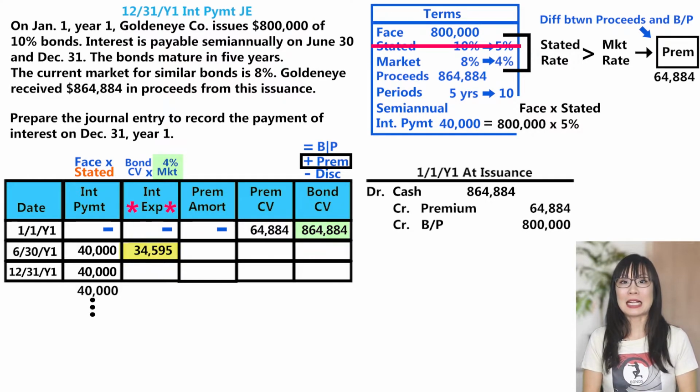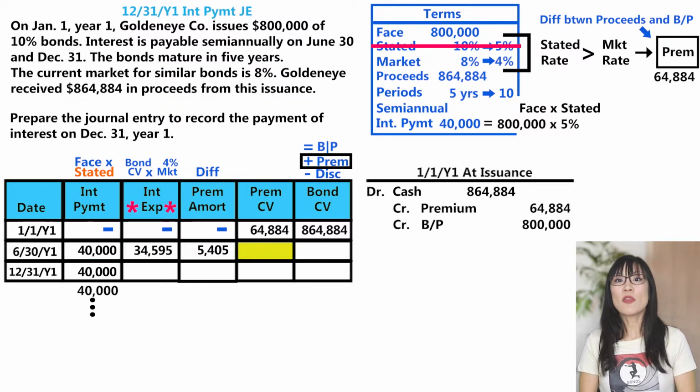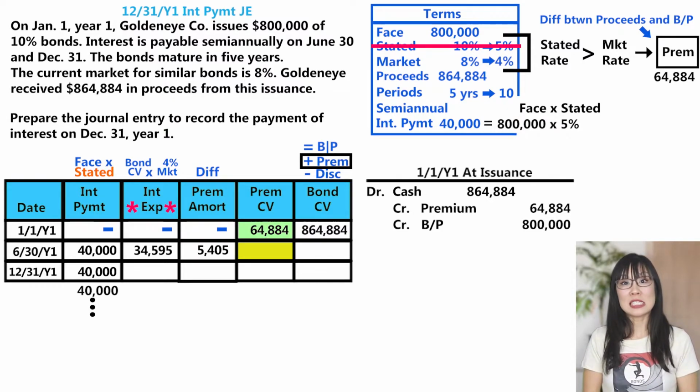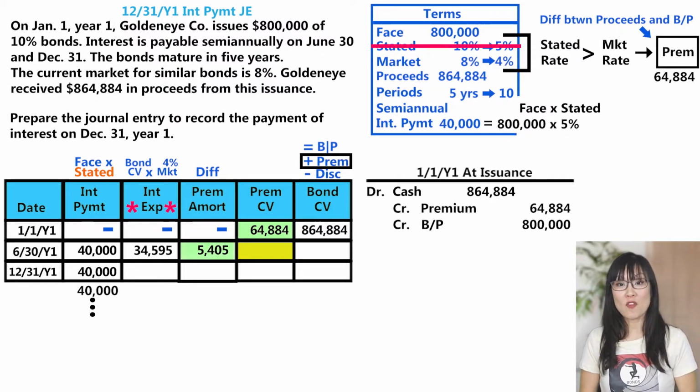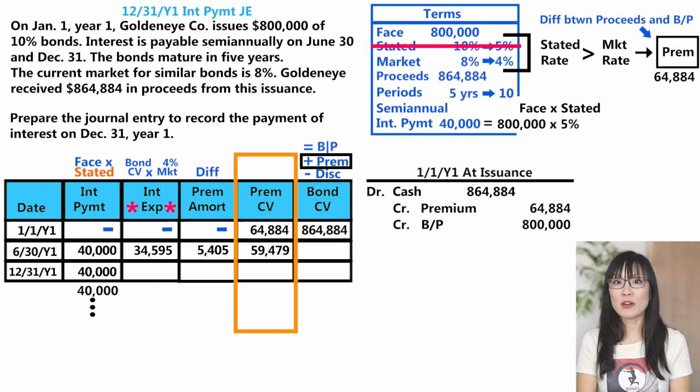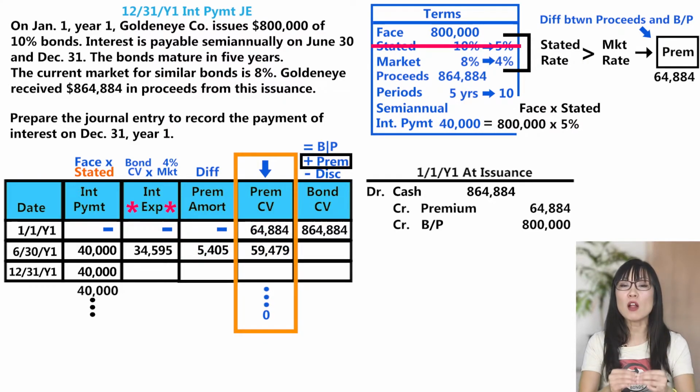34,595. Next, the amortization is the difference between the interest payment and the interest expense. Here, that's the difference between 40,000 and 34,595, which equals 5,405. Then the premium carry value is the previous period's carry value, 64,884, minus this period's amortization, 54,005, equals 59,479. Note, we're amortizing the premium. Each period, the premium carry value will get smaller by the amortization amount until it's zero.